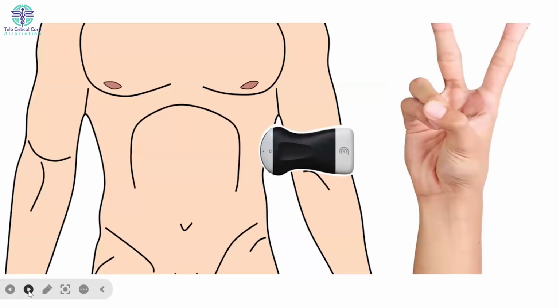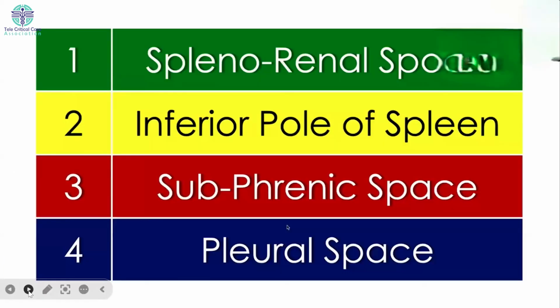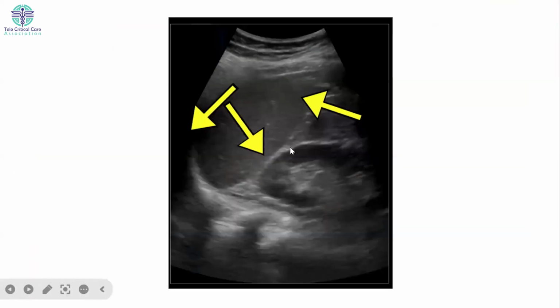So our second step is to screen the left upper quadrant region. Now, in the left upper quadrant region, similarly, we have to see the splenorenal space, that is, in between the spleen and the kidney. Second, we have to visualize the caudal portion of the spleen, third, we have to analyze the subphrenic space, and the fourth is of course the left pleural space. Okay, now we will see some examples of how the anechoic fluid is present in the left upper quadrant region.